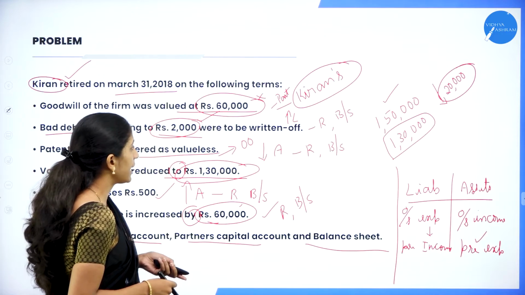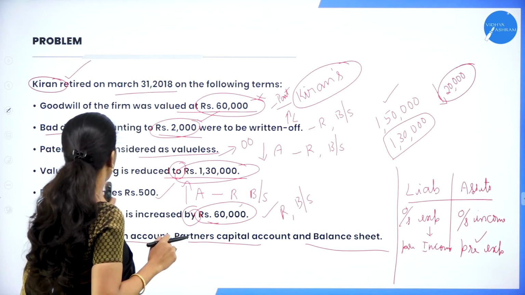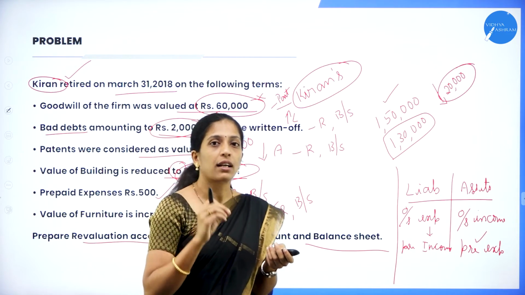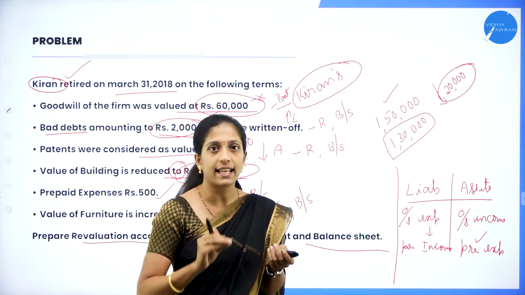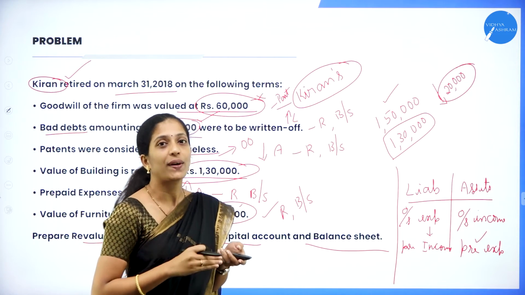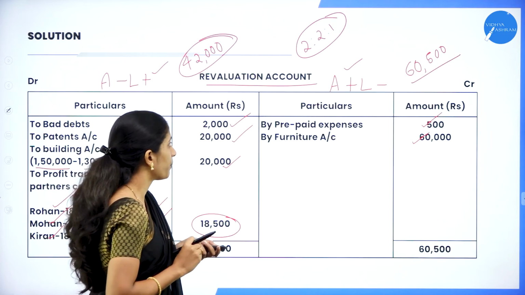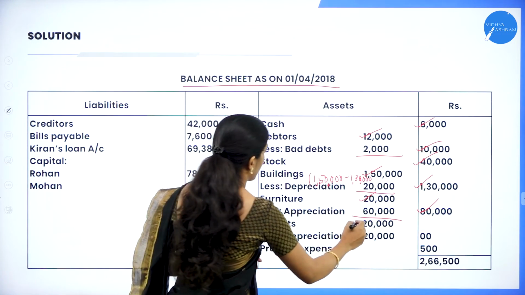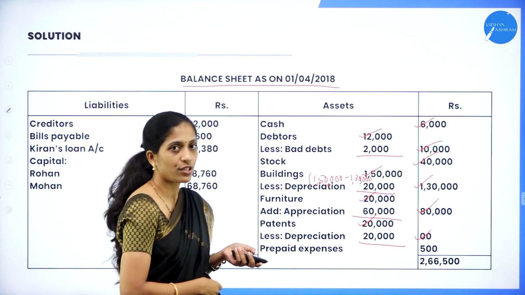And the next item in the asset side is patents, 20,000. But there is an adjustment. They are telling that patents are considered as valueless. In the sense, the current value of patent is 0. It means what? It has been decreased. So less depreciation. To what extent it has decreased? By 20,000 itself. So that the current value will become 0. So how to record? So patents, how much? 20,000, less depreciation 20,000. So the current value is 0.